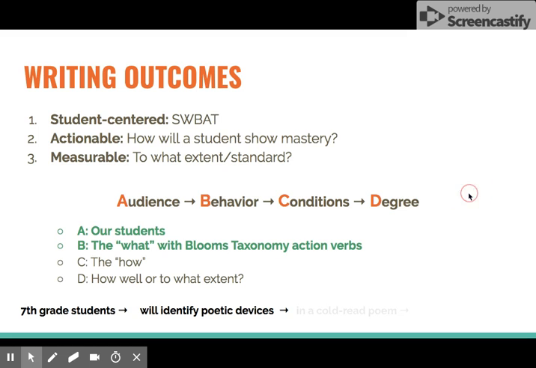The C is for conditions. So for this example, it would be in a cold read poem. The conditions are not always necessary to include, but you do want to keep them in consideration when crafting outcomes. And then lastly, the degree: to how well or to what extent do you want students to be able to achieve this? So in this example, it's going to be with 90% accuracy. The course also mentioned that you may not always want to include the degree in your learning outcome to students, because sometimes something like 90% accuracy can seem kind of daunting for them.